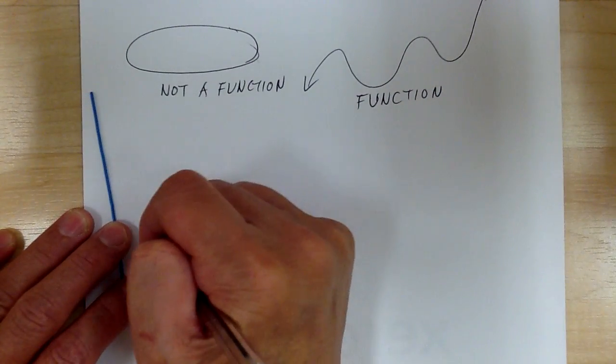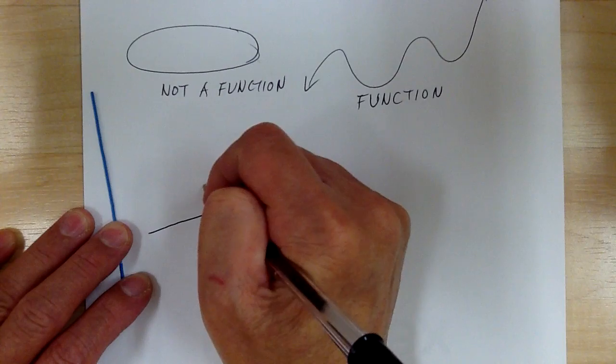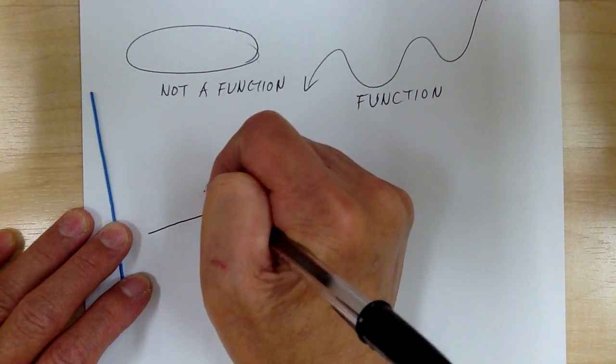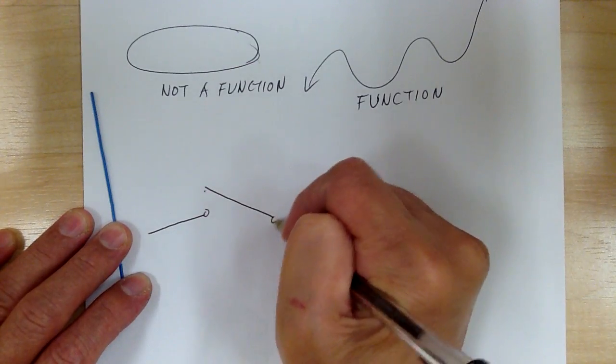Now, some graphs you may have something weird like this, and you may have different things.